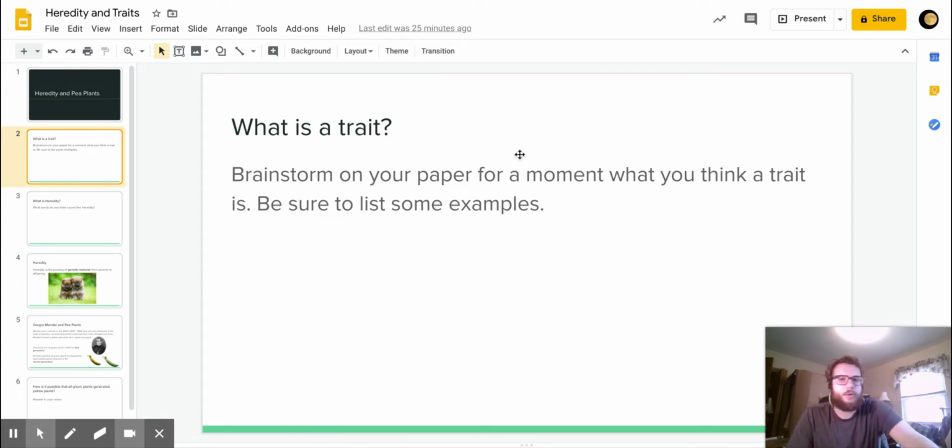Okay, so traits. Hopefully you came up with a couple of good examples. Obviously, hair color's an easy one. Eye color, how tall you are, how short you are, anything like that. Those are all physical traits. So we need to understand what those are going forward because everything we talk about now is related to traits.